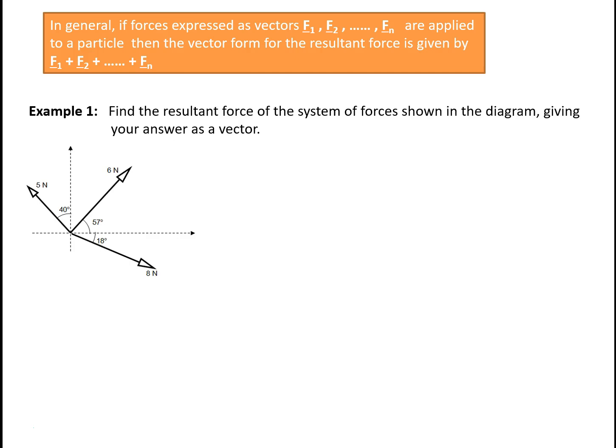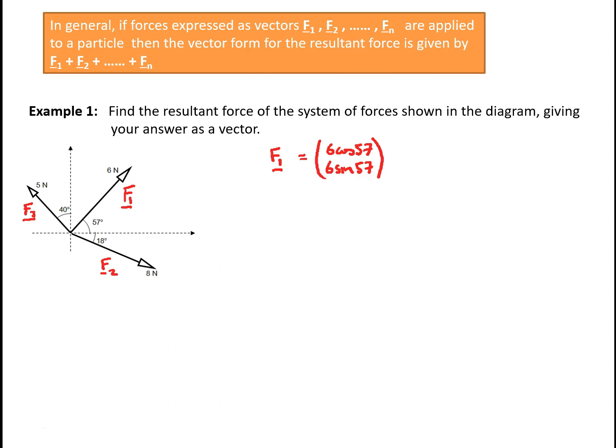So our first example, we've just got to find the resultant force of the system of forces shown in the diagram, giving the final answer as a vector. So first of all, let's number off the 3 forces. Our first force, F1, makes an angle of 57 degrees with the x-axis. So we can resolve F1 as 6 cos 57 in the x direction and 6 sin 57 in the y direction.